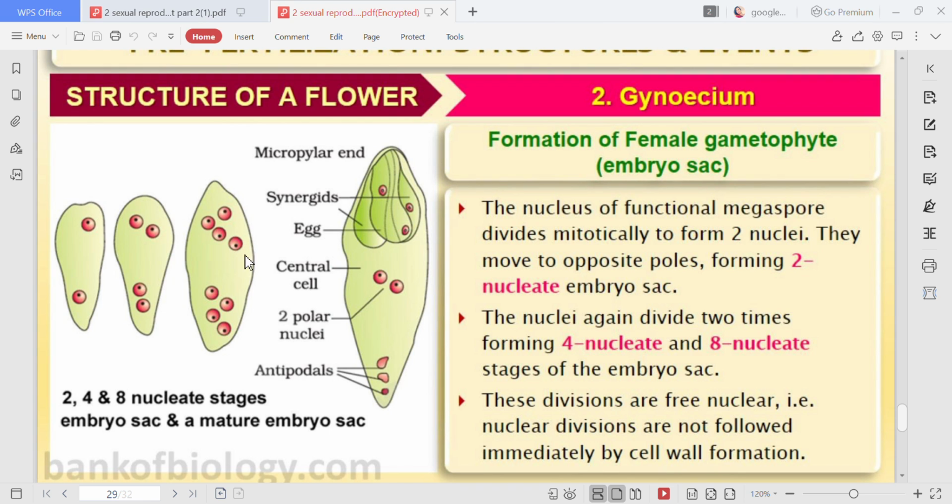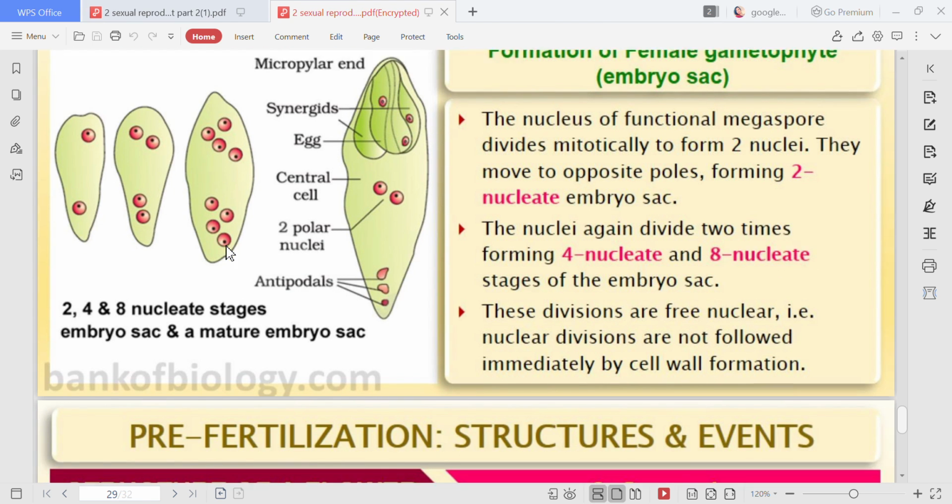Karyokinesis means the nucleus is getting divided, and after karyokinesis, cytokinesis also takes place. That means the cytoplasm will also divide by forming the cell wall around each nucleus. But this is not done here, right? So only free nuclear divisions are taking place. So what is the result that we are getting? The cell is single, there is only one cell, but it is having 8 nuclei, right? So no cell wall formation has taken place yet.